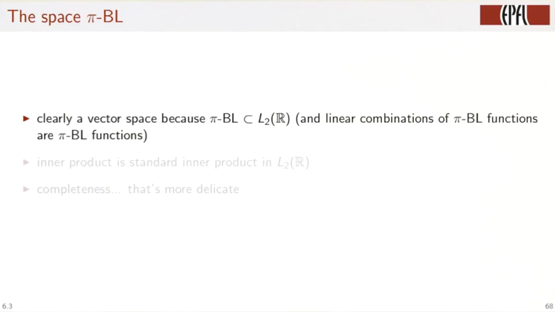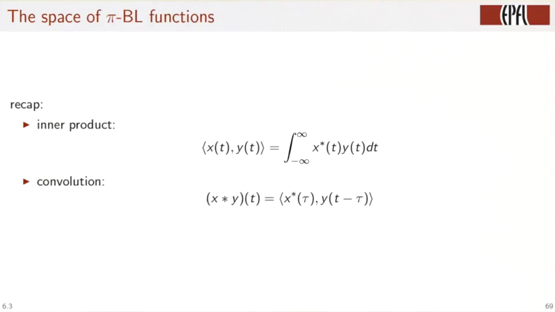So the space of π band-limited functions is a vector space. It's a subspace of L2(R). This we shall not prove, but it is intuitive, because if you add two band-limited functions, the result will be a band-limited function. So that's the closure of the vector space. The inner product is the standard inner product in L2(R), and the completeness issue, which is of course the trickier one, is more delicate, and we'll not address it here. Just remember the definition of the inner product and the fact that the convolution can be written as an inner product, just taking care that we do the change of variable t − τ in one of the two elements of the convolution.